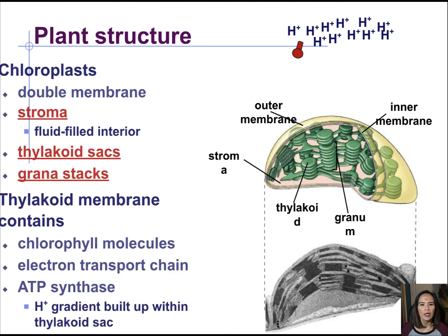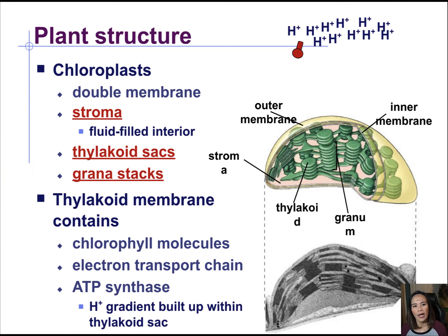So let's take a look at the plant structure where photosynthesis happens. Chloroplast is actually an important ingredient in photosynthesis. And this can be found in the stroma, which is a double membrane, and it has what you call those thylakoid sacs or grana. And these thylakoid membranes contain the chlorophyll molecules. Now, this is important in the electron transport chain and the generation of ATP, wherein the hydrogen atom or H plus gradient builds up within the thylakoid sac.